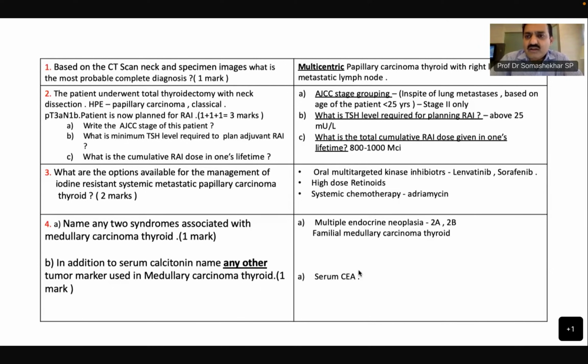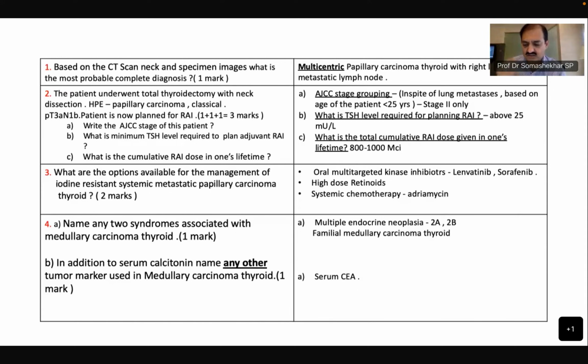The minimum level of TSH that is required before giving therapeutic radioiodine is 25 mU per liter. Total cumulative radioiodine dose you can give in one human being's life is 800 to 1000 millicuries. Remember, this is always asked. To do a diagnostic iodine scan, we don't use radioiodine, we use technetium, to prevent stunning effect.